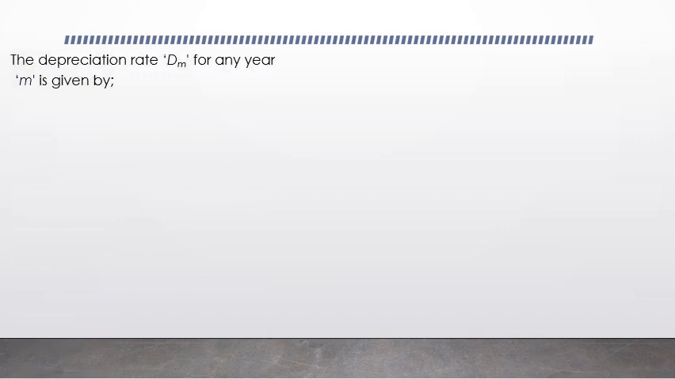Now the depreciation using the SOYD method. The SOYD method is given by dm is equal to (n minus m plus 1) divided by the sum of the years, multiplied by (P minus SV). For the first year, let us calculate it. How do I calculate?